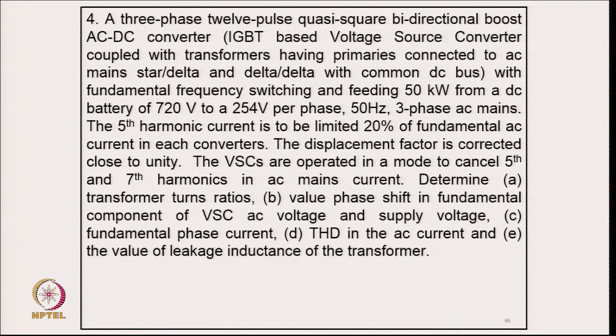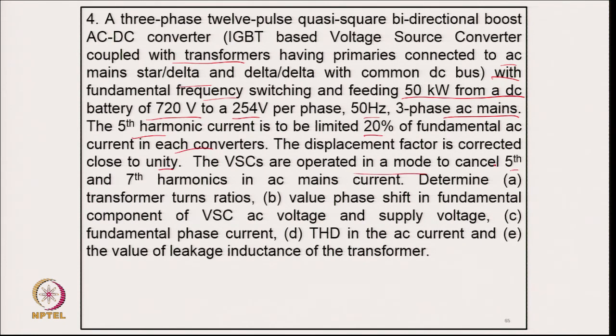of operation. Now, coming to the fourth example, a 3-phase 12 pulse quasi-square bidirectional AC-DC converter, IGBT based voltage source converter coupled with the transformer, having a primary connected to AC, star delta and delta delta, with common DC bus, with a fundamental frequency switching and feeding 50 kilowatt from the DC battery of 720 volt to a 254 volt per phase, 50 hertz, 3-phase AC mains, and fifth harmonics current is to be limited to 20% of the fundamental for each converter, and displacement factor corrected to unity.